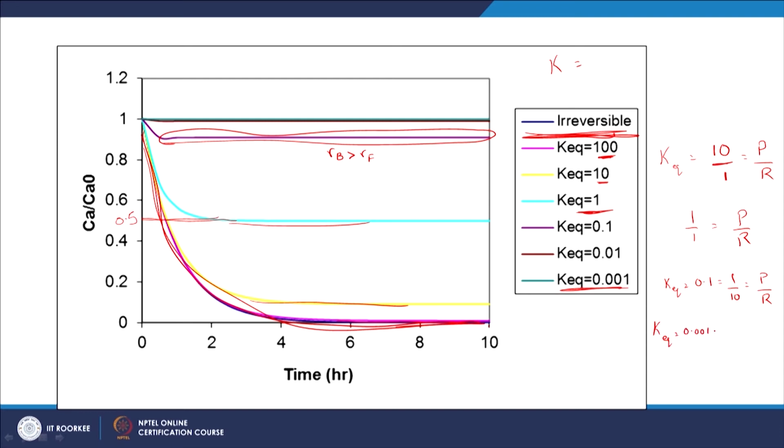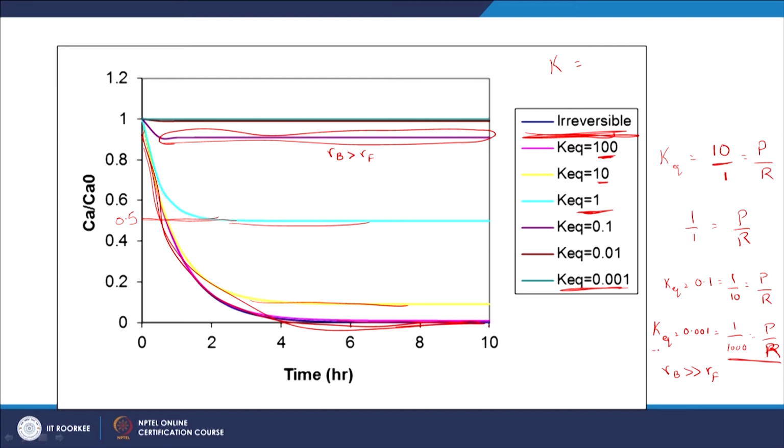0.001, and what is that equivalent to? 1 by 1000, that is the product by reactant, layman's nomenclature here, I guess. So what does this mean? The rate of the backward reaction is much faster than the rate of the forward reaction. Yes, again this is just for understanding purposes.